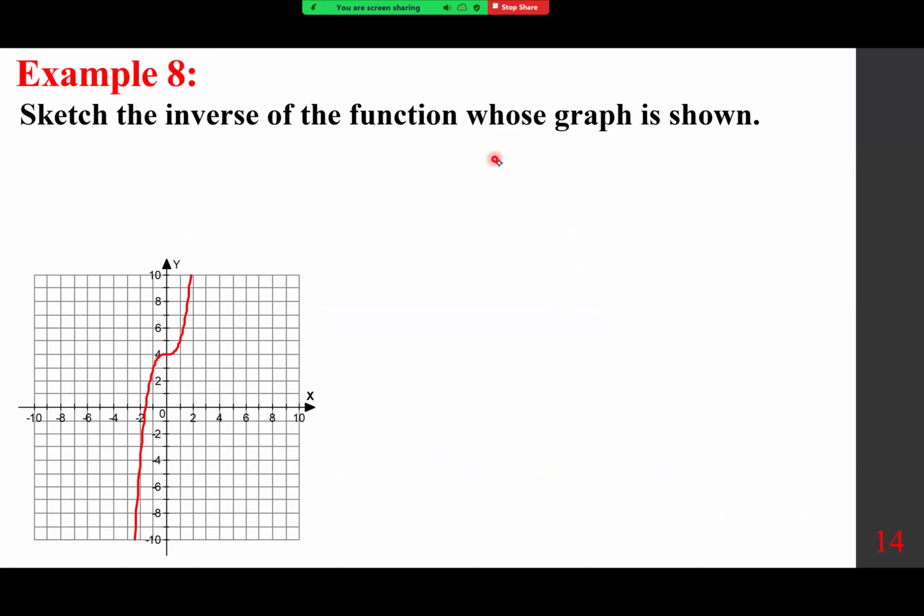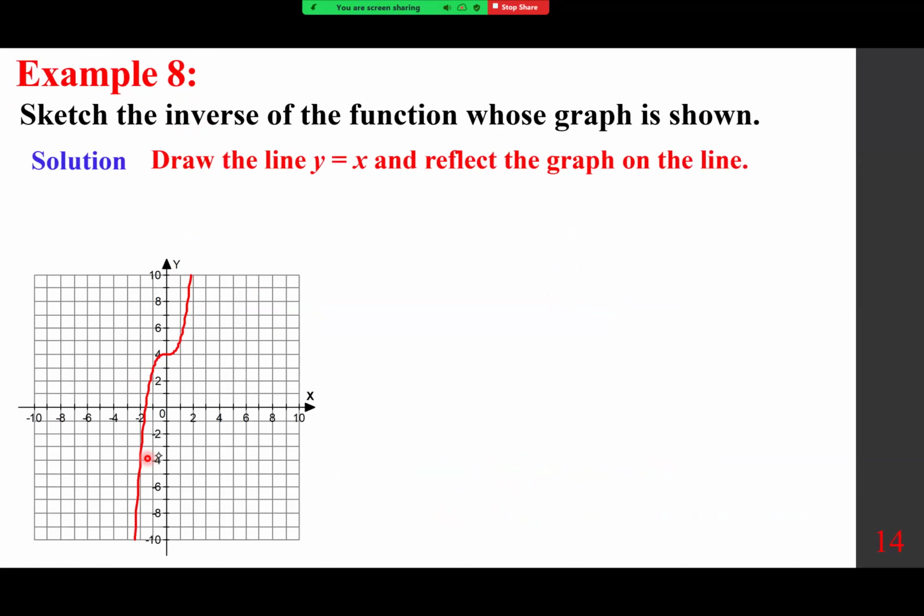Sketch the inverse of the function whose graph is shown. So we have this graph. We can draw the line y equals x and reflect the graph on the line. So we can reflect it with respect to that. So this is the line.